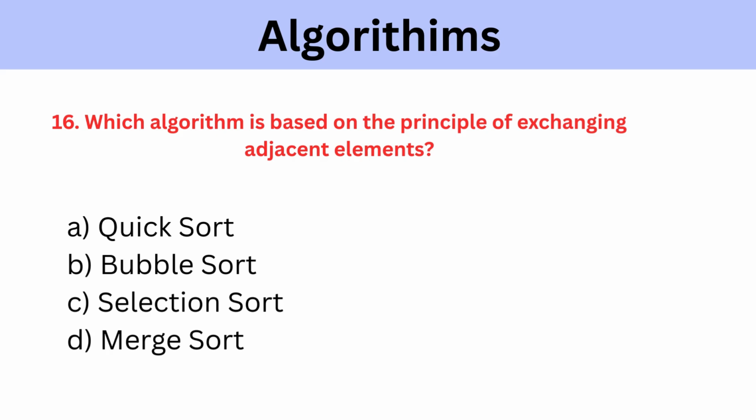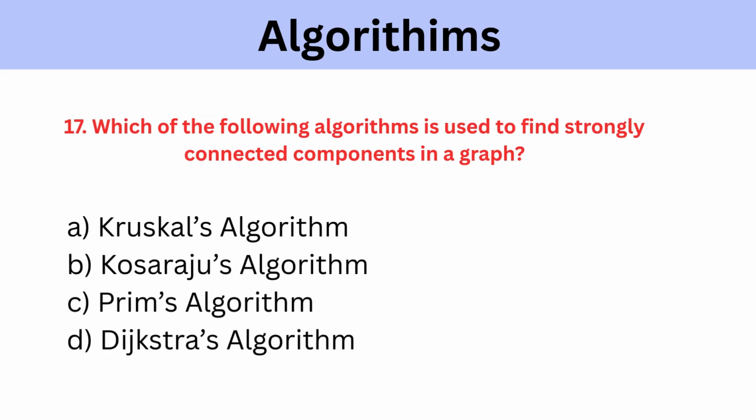Which algorithm is based on the principle of exchanging adjacent elements? A. Quick sort. B. Bubble sort. C. Selection sort. D. Merge sort. The correct answer is option B, bubble sort.